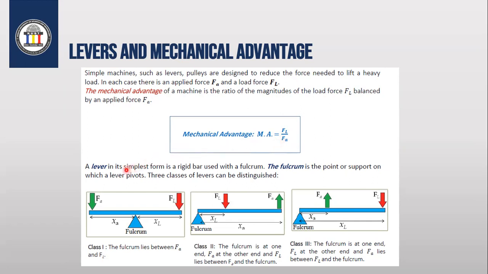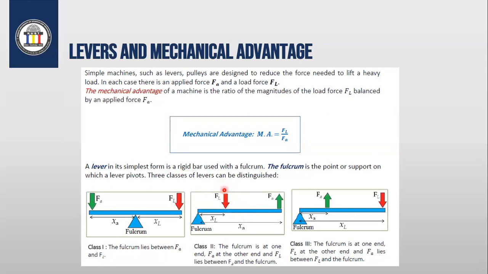And the lever is the simplest form of a rigid bar used with a fulcrum. The fulcrum is the point or support on which the lever pivots, or they say it's the joint point. Three classes of lever can be distinguished. When the fulcrum is in the middle and we have the load force and the applied force in different directions at both edges, that's when you are in class one.